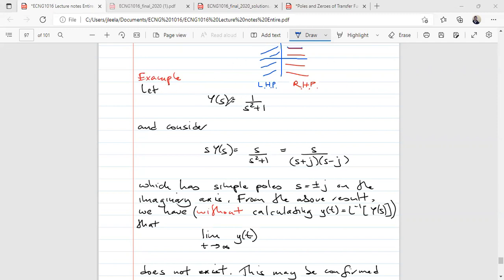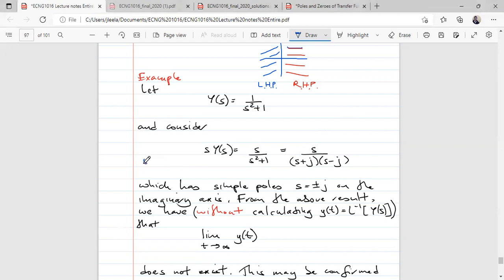So, for example, let Y(s) equal 1 over s squared plus 1, and consider sY(s), which is s over s squared plus 1, because you have to multiply by s. In order to determine the poles, the poles are the zeros of the denominator. So s squared plus 1 must be equal to 0. That is how you work out your poles.